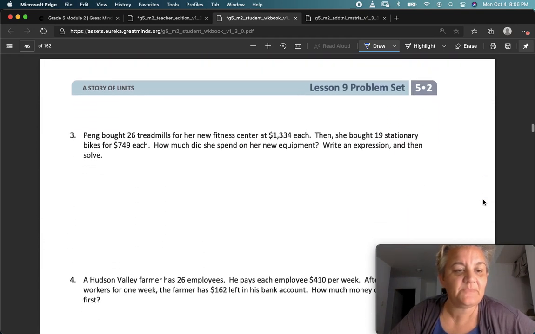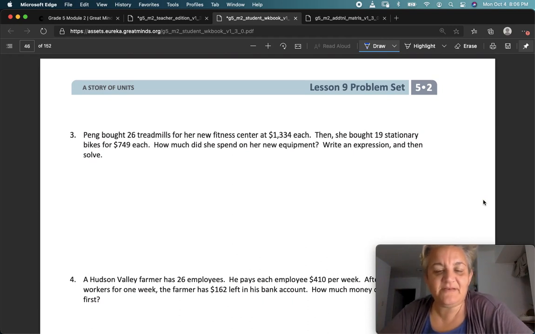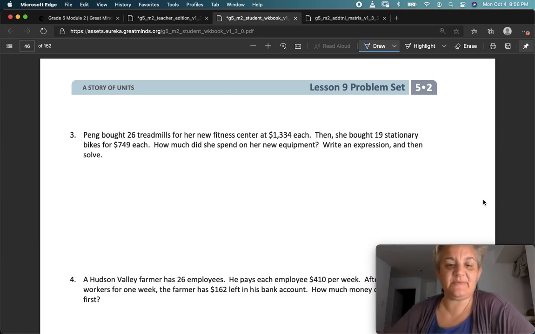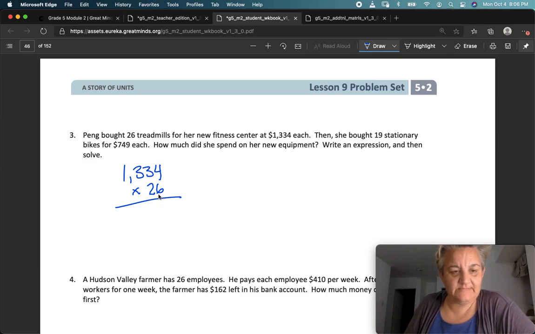Okay, number 3. Peng bought 26 treadmills for her new fitness center at $1,334 each. Then she bought 19 stationary bikes for $749 each. How much did she spend on all of her new equipment? Okay, so each treadmill cost $1,334. So I'm going to multiply those treadmills by 26.